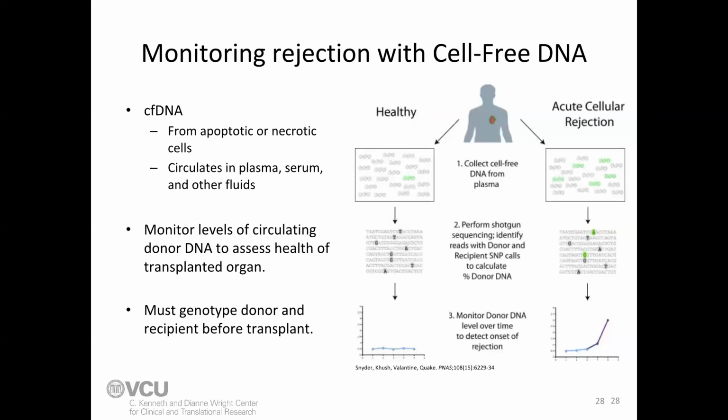And they found that when they monitor the donor DNA, they notice an increase in donor DNA when the heart is going through rejection a lot sooner than what the biopsies show. So they're able to act sooner and faster and recognize the sign of rejection.